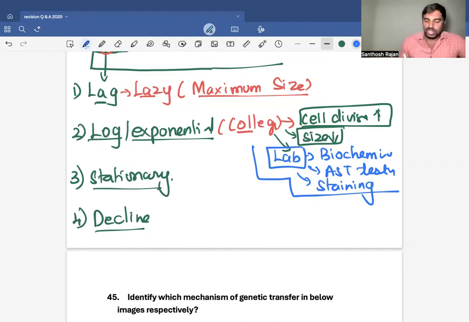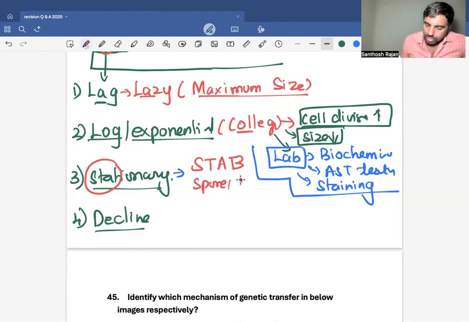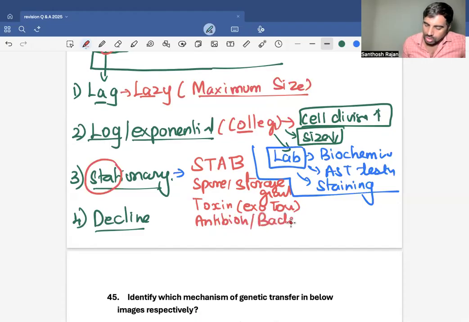That's the stationary phase. The shortcut is already there: STAT, and T you make it as B, STAB. S for spores and storage granules, spores or storage granules form here. T for toxins, especially exotoxins, are formed in this phase. A for antibiotics and B for bacteriocin. These all are formed in this phase.